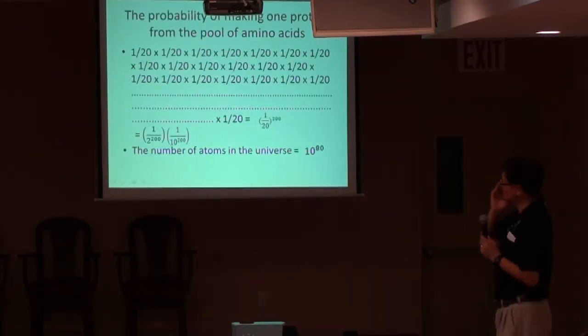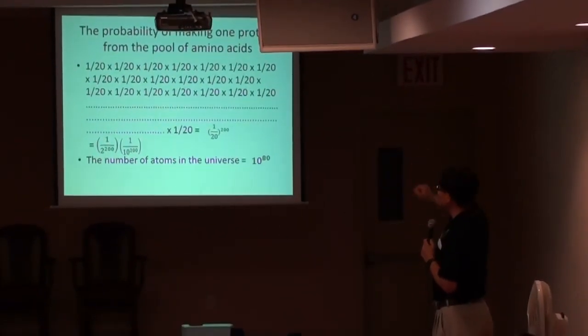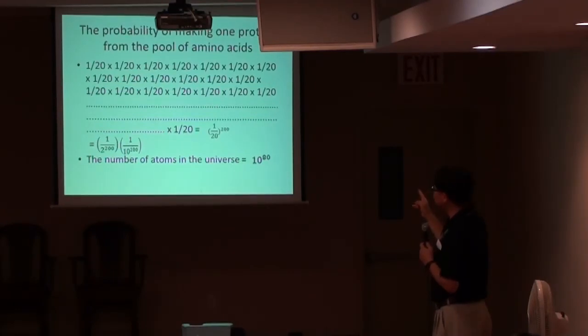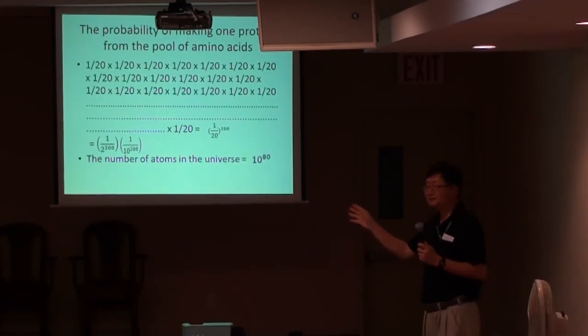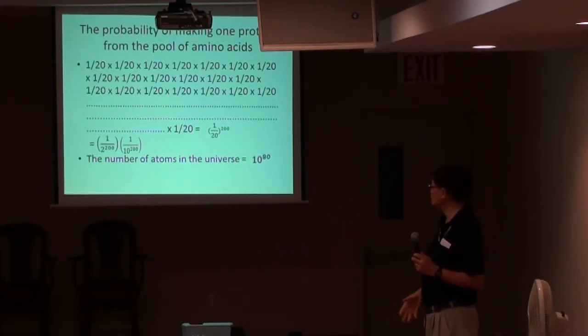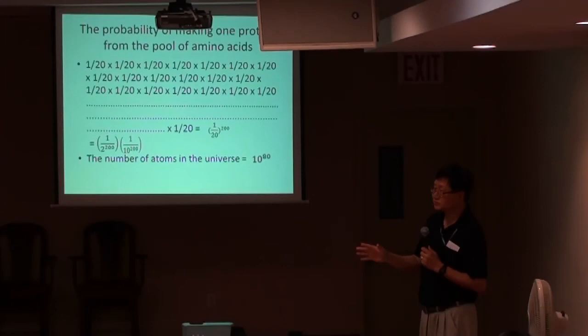And this is almost the last part. It's very simple: the probability of making one protein from a pool of amino acids. So now, okay, assuming the Miller experiment, everything is fine. Every amino acid is made. Now we have 20 different amino acids inside the chamber. Everything is abundant. Now they bond together. And then what's the probability to make one protein naturally?